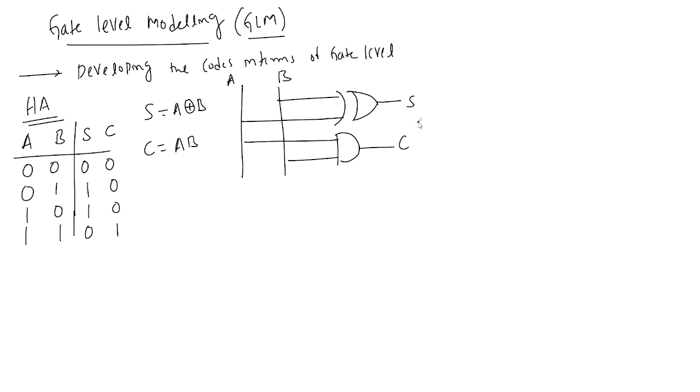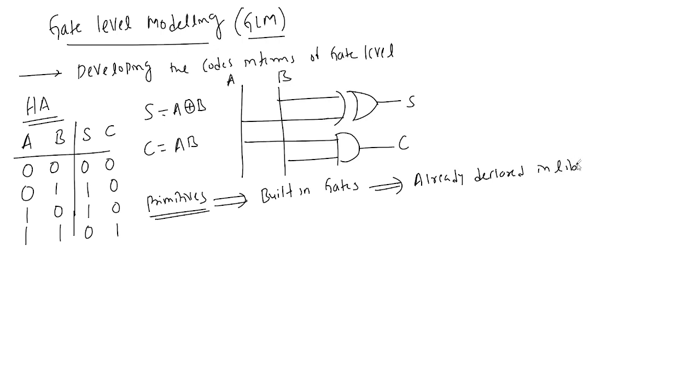So mainly we are using gate level primitives. What are these primitives? These are nothing but built-in gates. These built-in gates are already declared in the library. Those are nothing but predefined built-in gates.